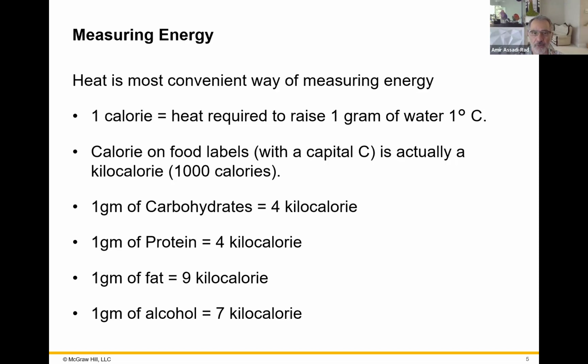So 1 gram of carbohydrate gives you 4 kilocalories. 1 gram of protein gives you 4 kilocalories. 1 gram of fat will give you 9 kilocalories. And they measured that in laboratories. Okay, and 1 gram of alcohol gives you 7 kilocalories.